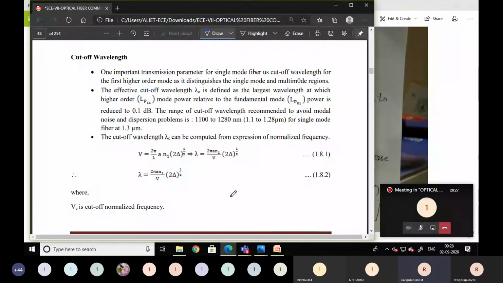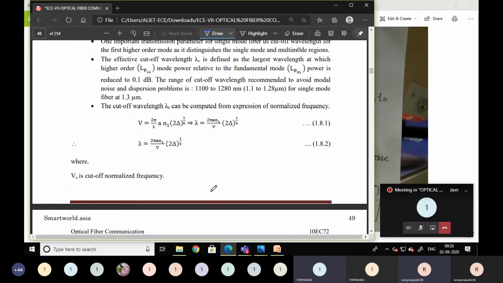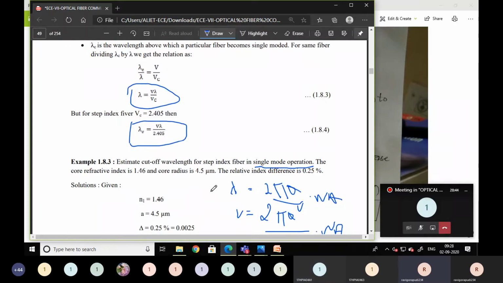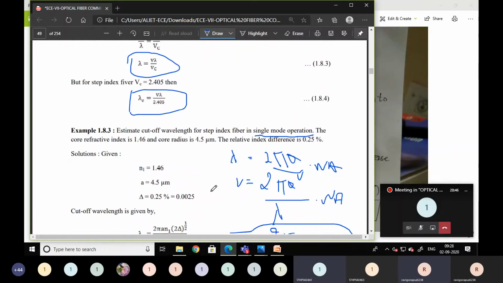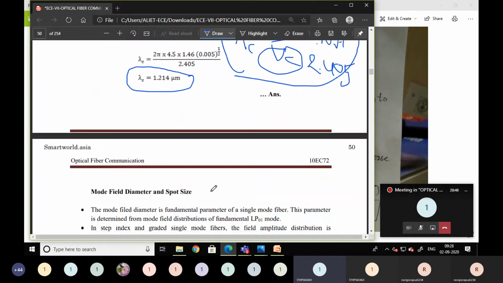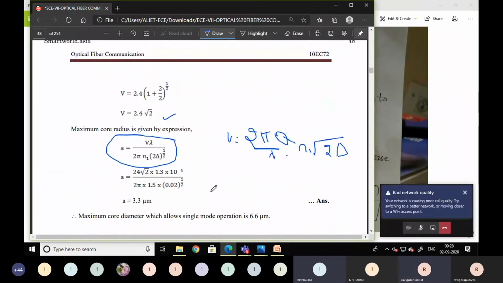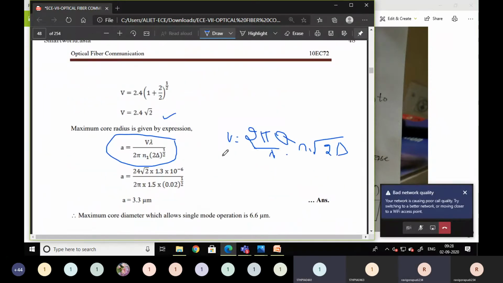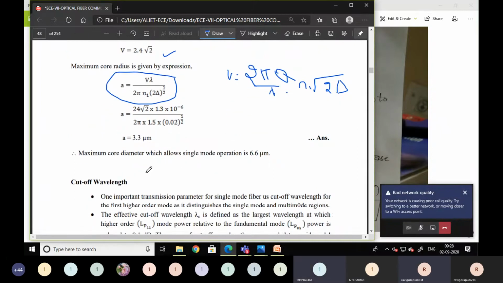Yes, sir. 3.3. Or not? Why are you responding very slowly? 96 will say again. Come on, 71. So, have you solved this problem? Yes, sir. What is the answer you are getting? 3.3 micrometer. Everybody is getting the same answer? Yes, sir.